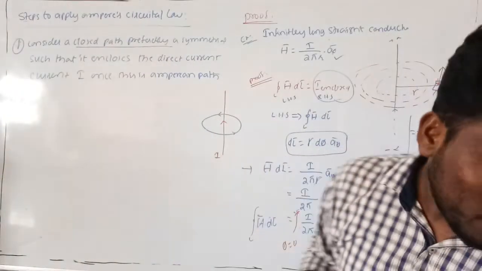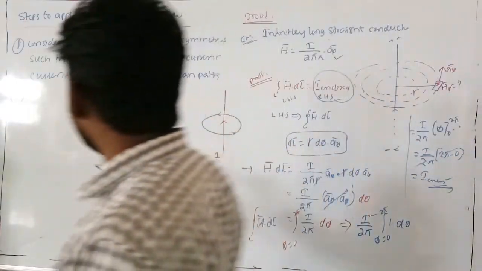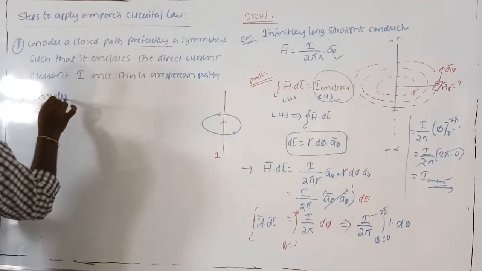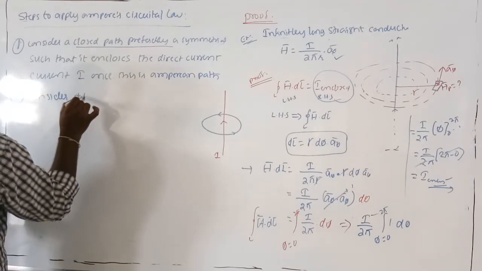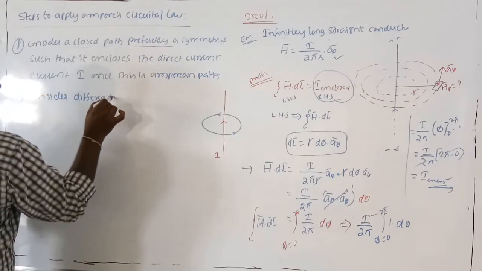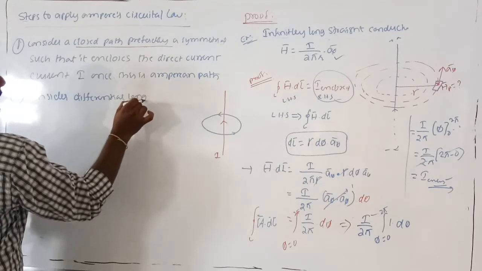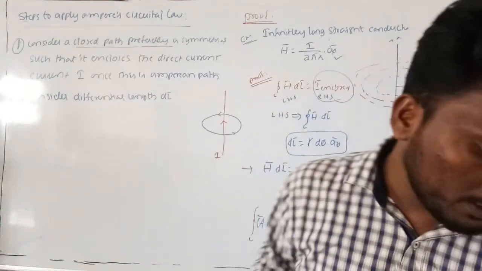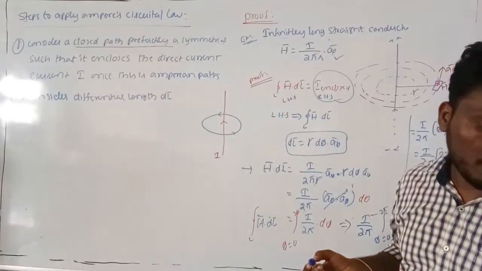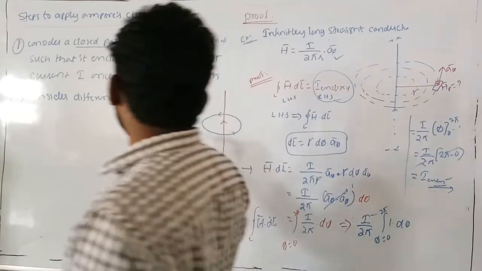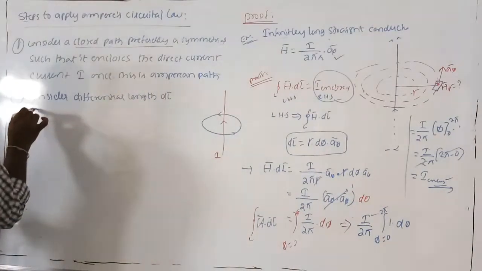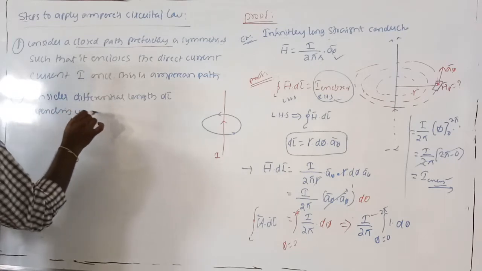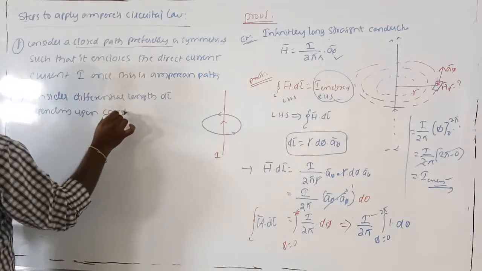What about the second step? Second step: consider differential length dl bar. Consider differential length dl bar depending upon the coordinate system used, such as Cartesian.